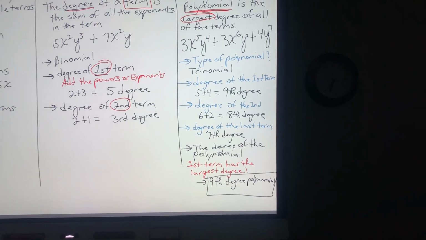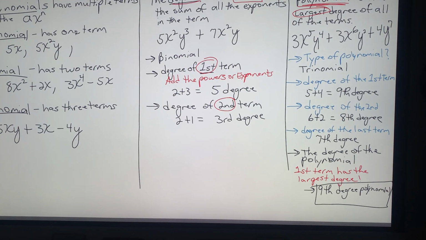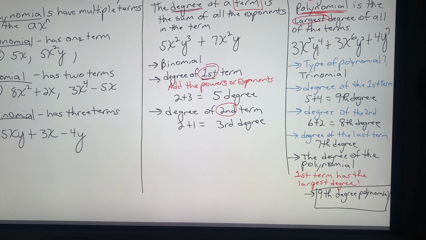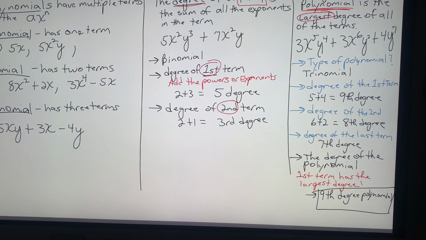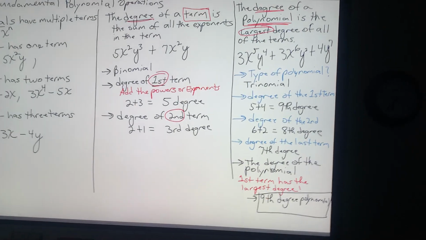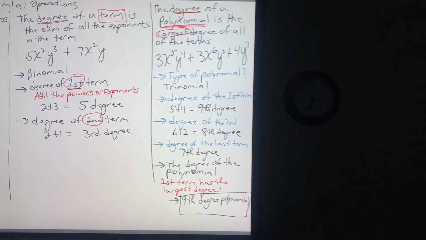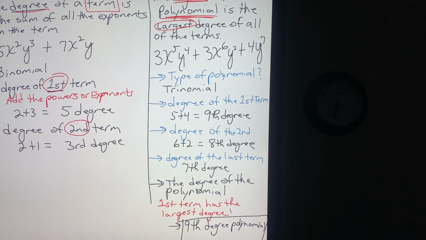The degree, now there's two different things. First is the degree of a term. That's individual. The first term, second term, if you look at the degree of each one of them. But the degree of a polynomial is the largest degree of all of the terms.